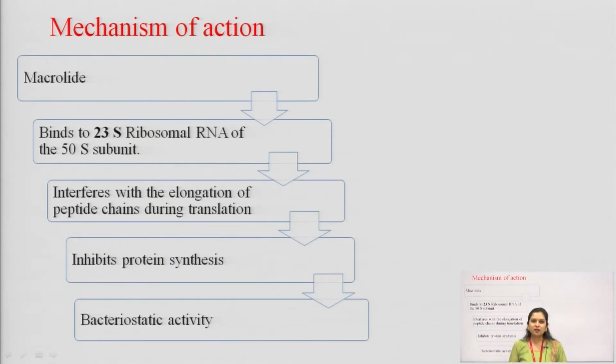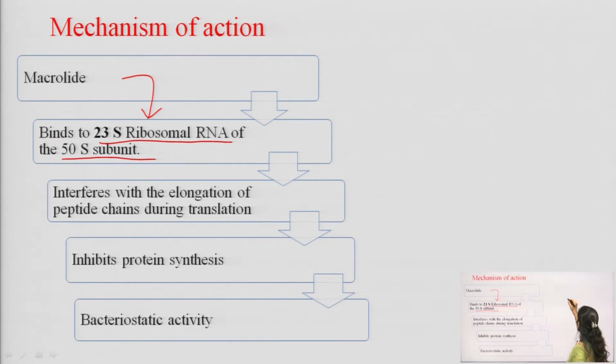Further, we will see how they work, how they kill the microorganisms, how they show their action. So, in this we will understand that they bind to the 23S ribosomal RNA of the 50S subunit. As we see, in bacteria there are 2 parts of the ribosomes, 50S and 30S.